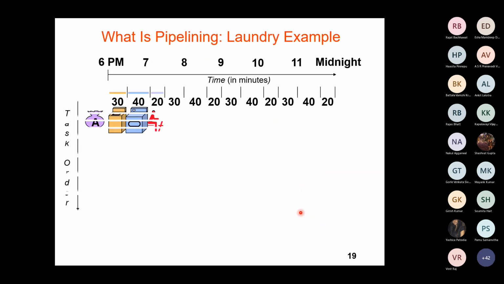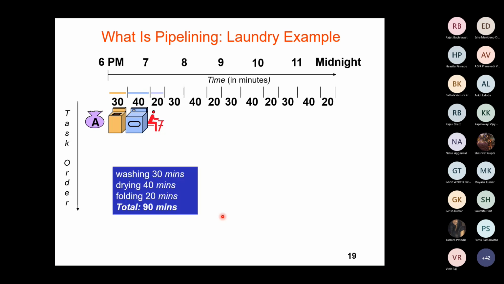One possibility is that this student A arrives, so he or she takes 30 minutes to wash, 40 minutes to dry, and 20 minutes to iron. So that means 90 minutes each. Once he or she finishes, total 90 minutes you take for this purpose.